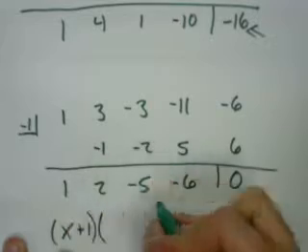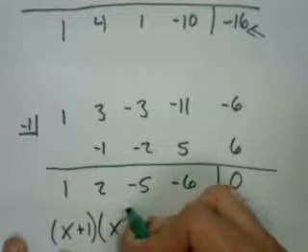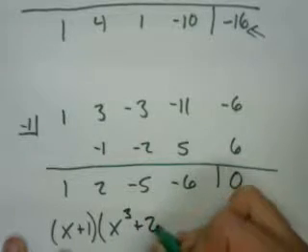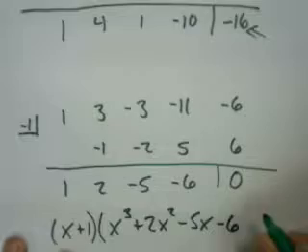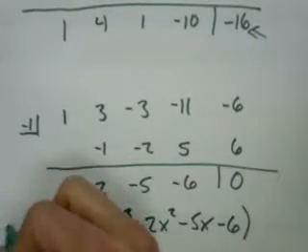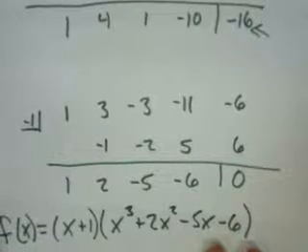And then we have this right here. We have x cubed plus 2x squared minus 5x minus 6 with a 0 remainder. So this is our new version of the function. It's actually the same function there.